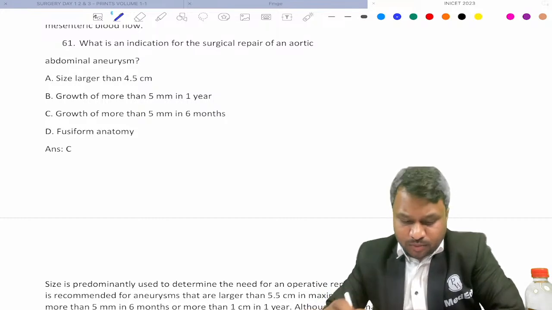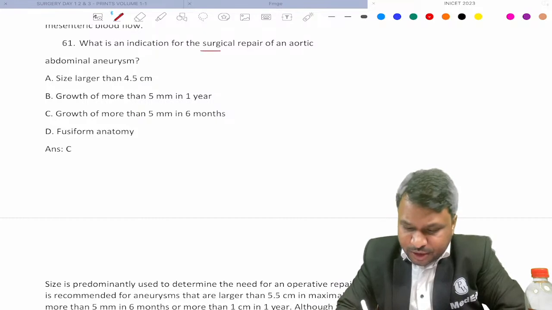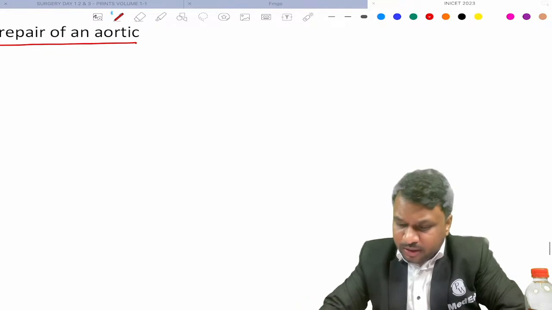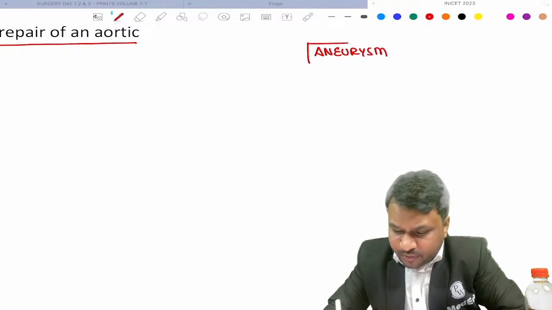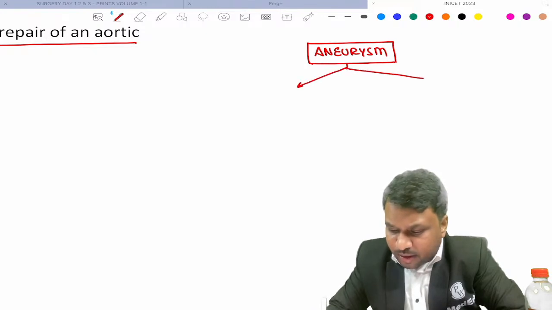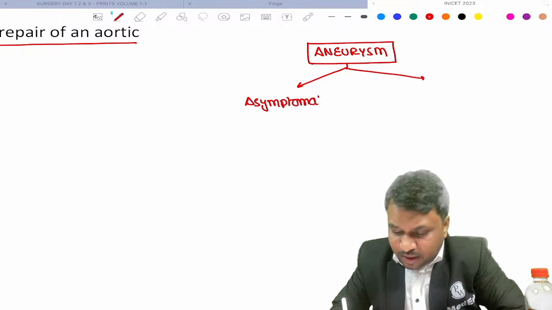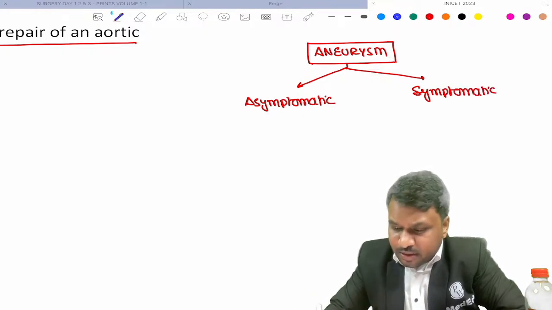All right, guys. So we'll talk about question number 61. It says, what is an indication for surgical repair of an abdominal aortic aneurysm? So when you talk about aneurysms per se, we will see whether the patient is symptomatic or asymptomatic, that is, an incidentally found aneurysm. Now, if the patient is symptomatic, then the criteria says go with repair.